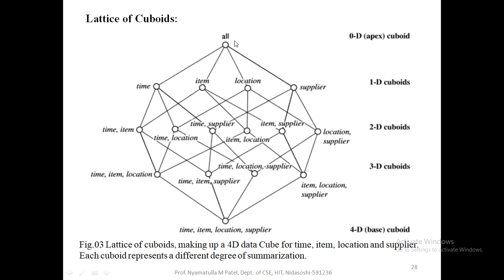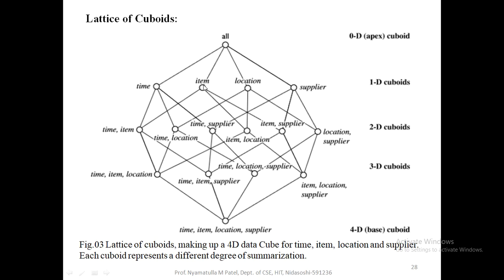In this example, this is the total sales or dollars sold summarized over all the 4 dimensions. So, what does the apex cuboid contain? It contains the complete summarization with respect to the total sales or total dollars sold, summarized over all the 4 dimensions: item, time, location and supplier. The apex cuboid is typically denoted by "all". So, here I am representing the apex cuboid by "all".